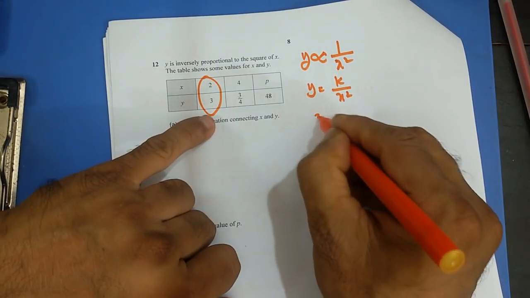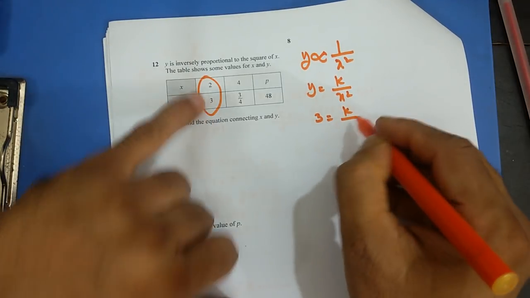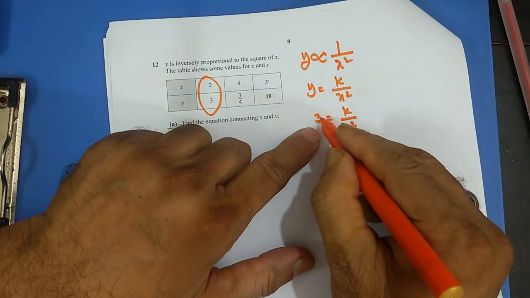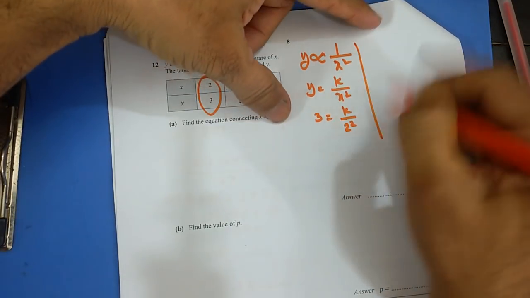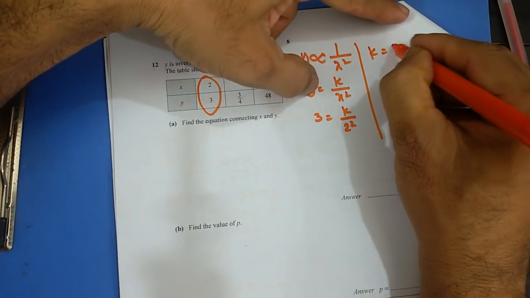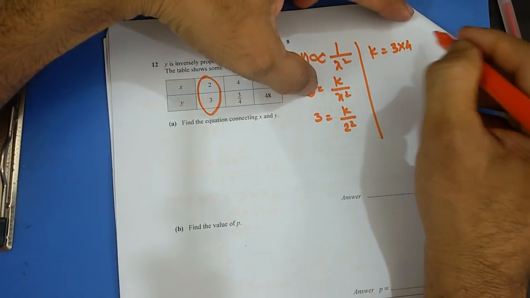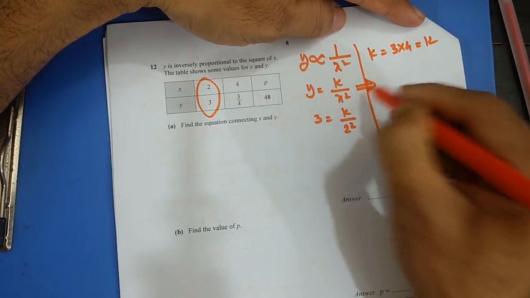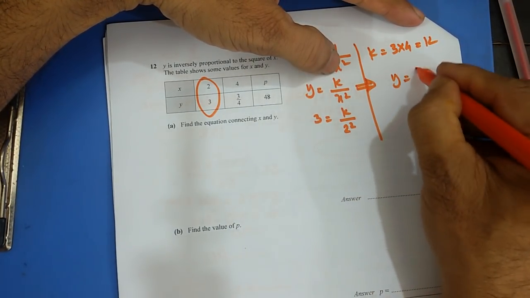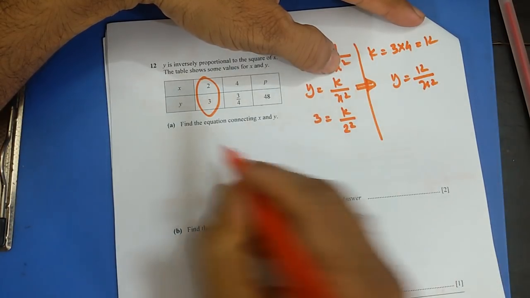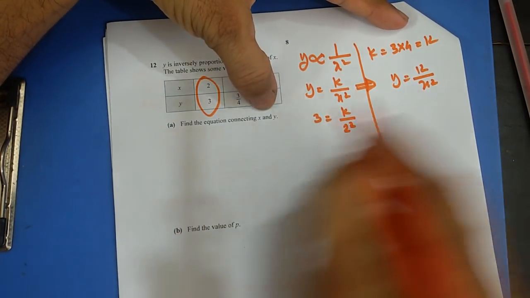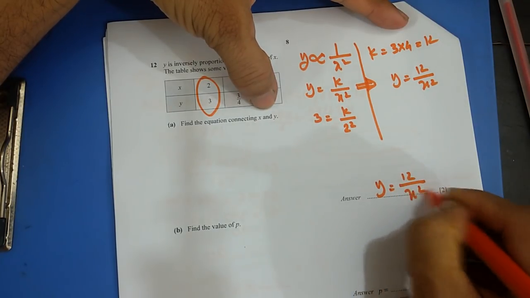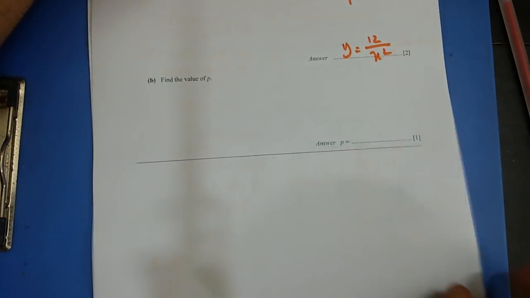So y is 3, and k over x, which is 2 square. So this is 2 square is 4. So 4 3's are 12. So I can write down k equal to 3 times 4 equal to 12. Now this equation can be rewritten as y equal to 12 by x square. The equation connecting x and y. So that's that. y equal to 12 over x square. Okay, so this one is done.